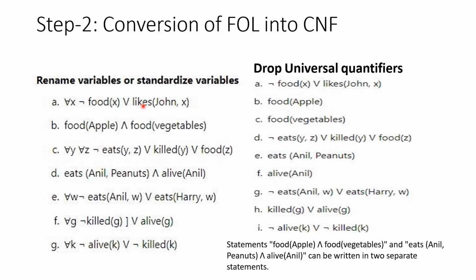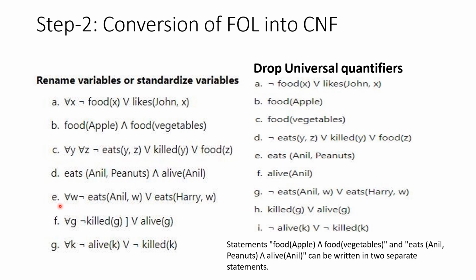And then next is to drop universal quantifiers. We are dropping the universal quantifiers in A. Then B we can change into two clauses, food(apple) and food(vegetable). So when there is an and, we can convert this into two clauses. Here you can see food(apple) is one clause and food(vegetable) is another clause. Then C, we can remove these universal quantifiers. Then D, the same thing. You can see eats(Anil, peanut) and alive(Anil). So if we have and, then we can convert this into two clauses. Here E is eats(Anil, peanut) and F is alive(Anil).